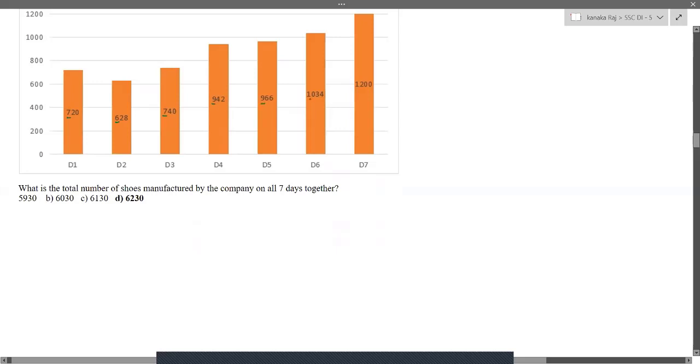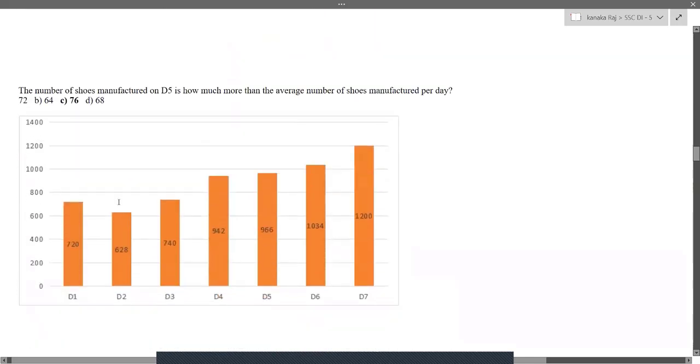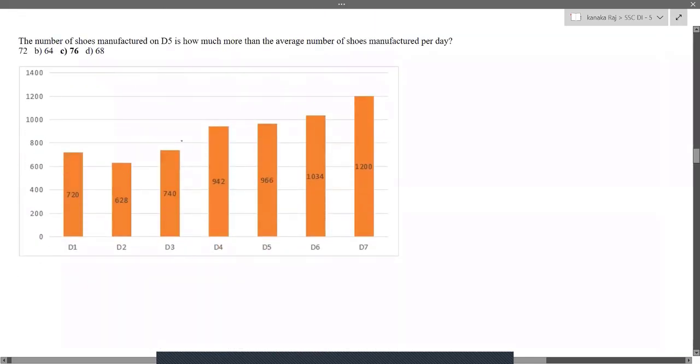2,900, 3,800, 4,800, 5,800, 6,000, 6,034, 6,100, 6,142, 182, 190, 230. 210 plus 20 gives me 230. So what will be my final answer? My final answer will be option D, 6,230. So let's move on to the next question here.